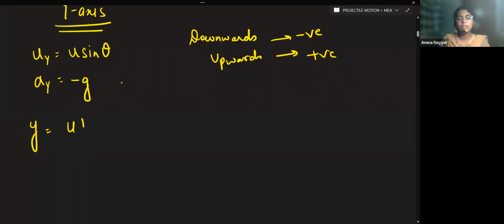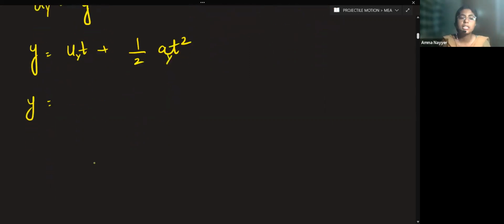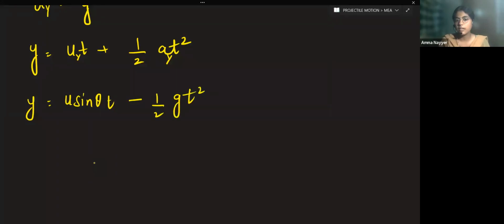So y will be equal to what? It will be equal to ut plus half at square. Now, initial velocity will be along y this time, acceleration will be along y this time. And we cannot equate this equation to 0 because this time acceleration is not 0. Had it been 0, our work would have been much easier, but we have to solve it. So it is uy, u sine theta, t, minus half g t square. Why have I written minus? Because ay was minus g.